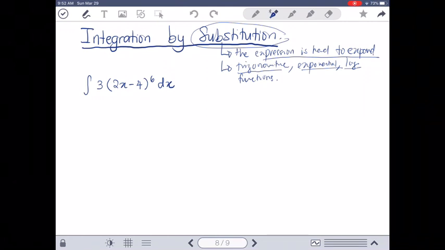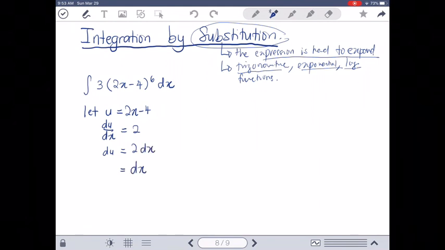The technique to do integration by substitution, let's look at this example. First, let u equals to 2x minus 4. So we will have du over dx equals to 2. du equals to 2 dx. dx is equals to du over 2. Hence, dx is equals to 1 over 2 du.